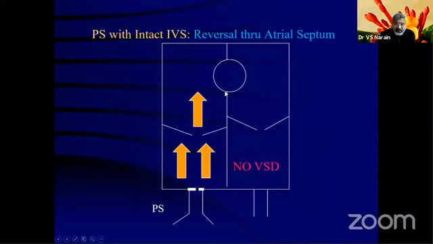In trilogy of Fallot, the ventricular septum is intact. The pressure in the RV goes to suprasystemic, RA pressure increases, and then you have a reversal of shunt either through the PFO or through the ASD, depending upon what we have.